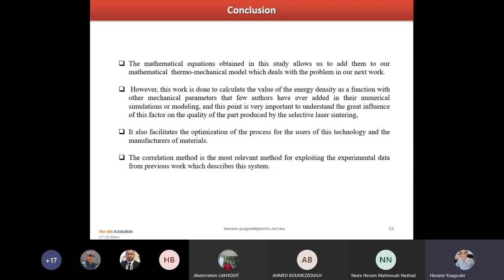It also facilitates the optimization of the processes for the users of this technology and the manufacturers of materials. So the correlation method is the most relevant method for exploiting the experimental data from previous work, which describes this system. And thank you for your attention.